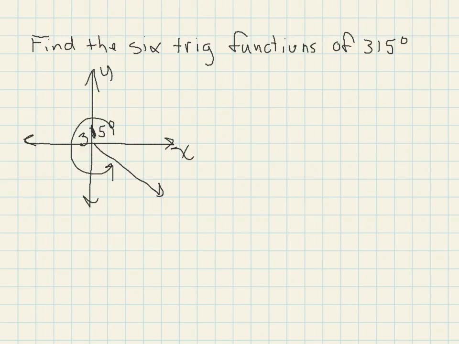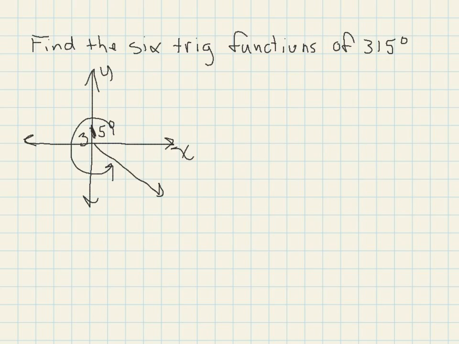Let's look at finding trig functions for large angles. We start out by graphing our angle of 315. Our terminal side is in the fourth quadrant. We don't normally find trig functions straight from larger angles. We use what's called reference angles.